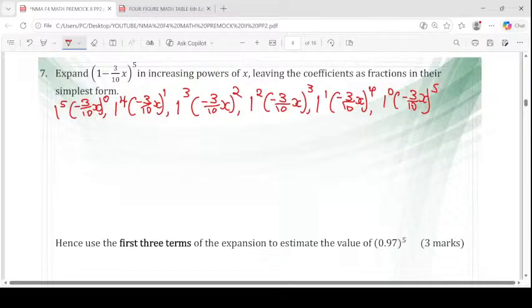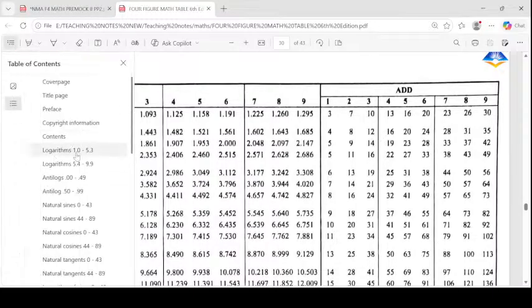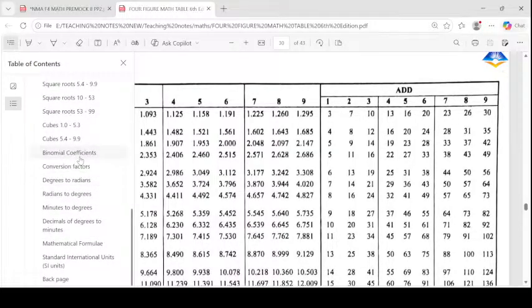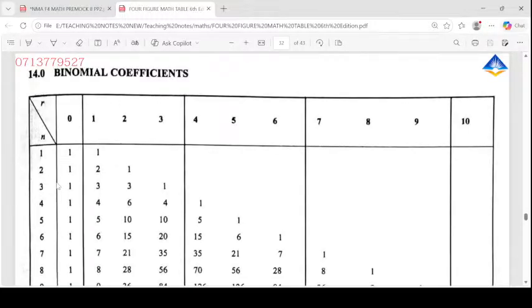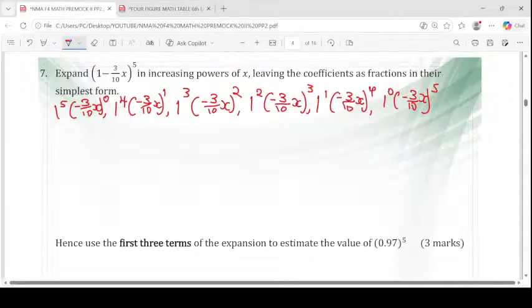Then we need now to go to the log table and bring the coefficients of 5. So let me get to my log table. I'm doing everything here so that you can follow along. I'm going to the Pascal's triangle. Where is it? The binomial coefficients. The coefficients of 5 are 1, 5, 10, 10, 5, 1. So let us insert the coefficients.